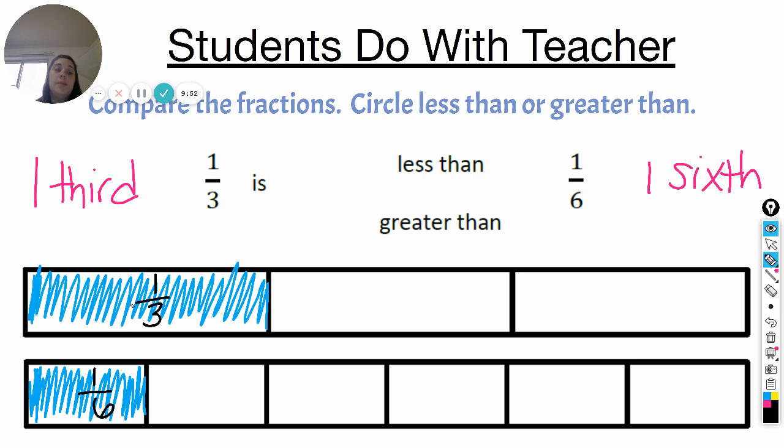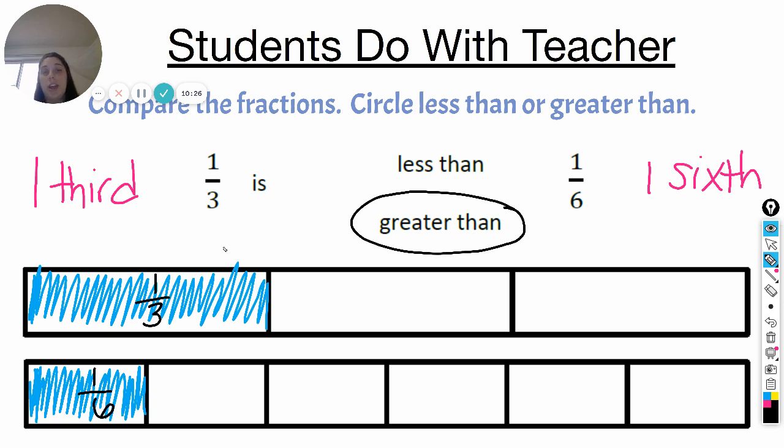The 1/3 is bigger than the 1/6, so that means 1/3. Go ahead and do thumbs up if you think it is greater than, thumbs down if you think it is less than. Should have seen thumbs up. 1/3 is greater than 1/6.